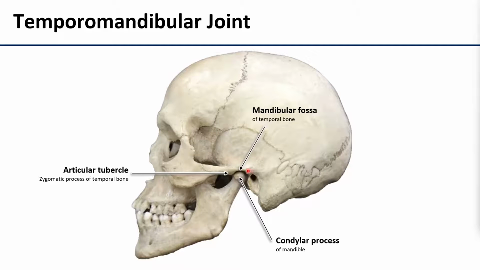Anterior to that fossa is the articular tubercle, so I'm going to put that right above there, that sits on the zygomatic process of the temporal bone. And that is also going to play a large role in the types of movements that this joint is capable of.